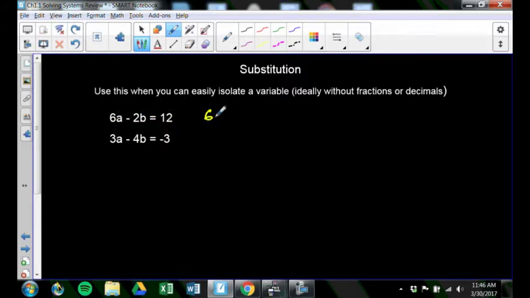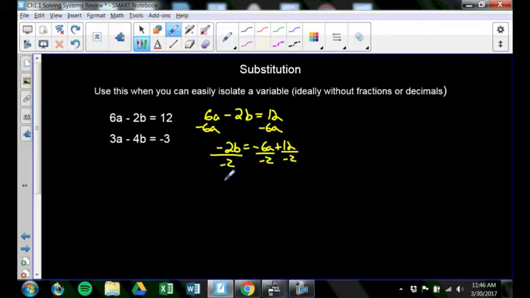So I'm going to rewrite the equation over here to give myself some room and get that b by itself. So subtract 6a from both sides, divide both sides by -2, and now I know that b equals 3a minus 6. So I can take this b, which is 3a minus 6, and plug it into the other equation's b.